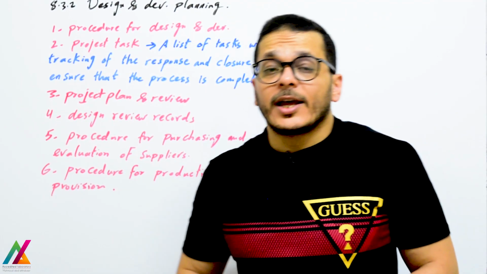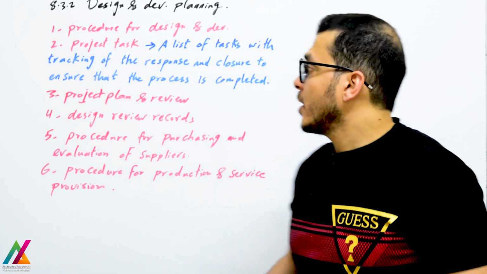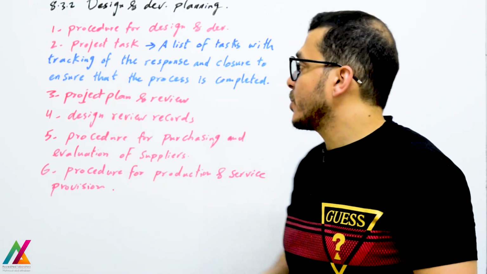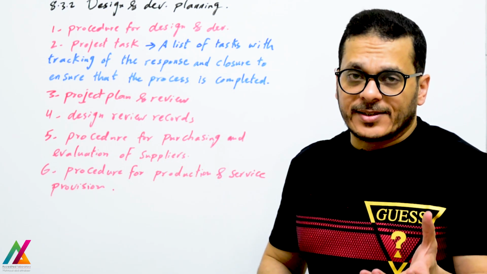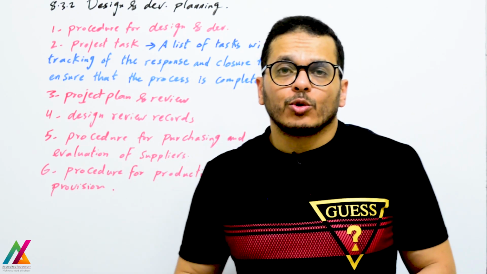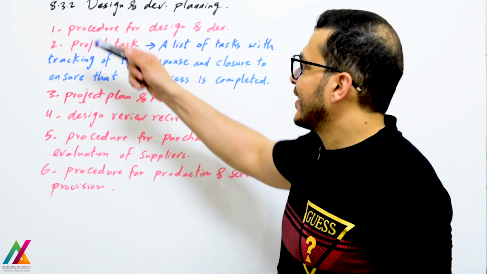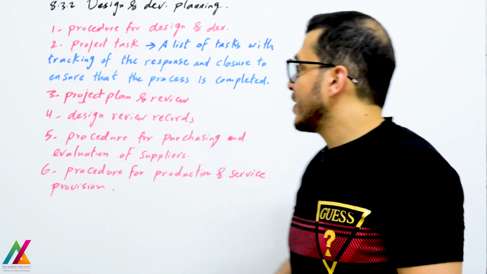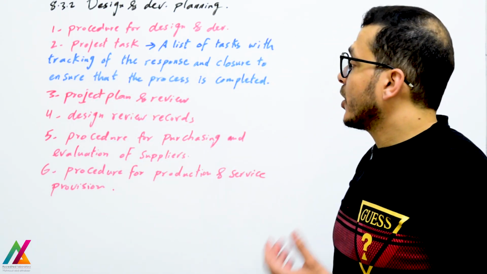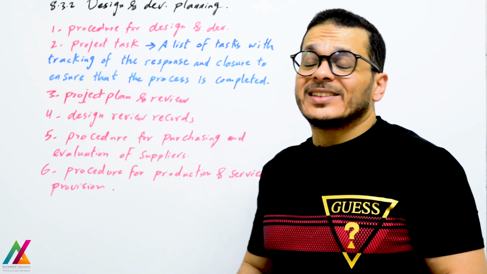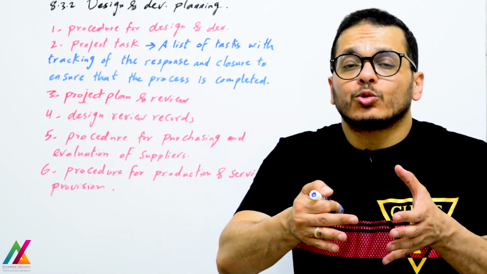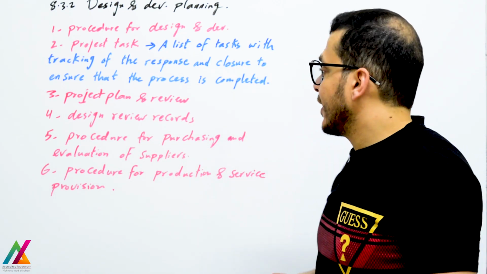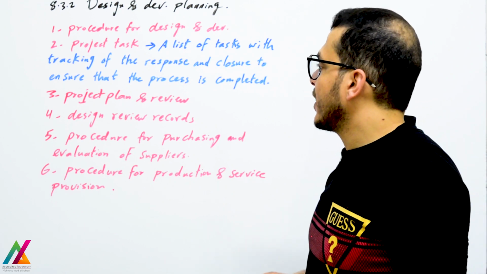So for this clause, you shall prepare some documented information, such as a procedure for design and development, a specific procedure including all points that I have explained, and the project task. For each project we will also prepare a specific task list, with the responsibilities and authorities, with tracking of the response and closure to ensure that the process is completed. And inside this task you will also define all responsibilities and authorities, and the communication between the persons involved in the process of design and development.